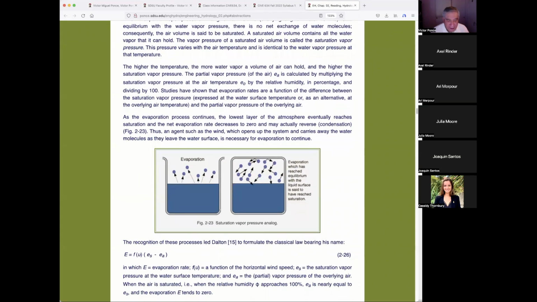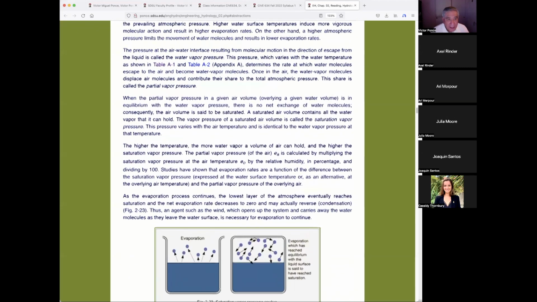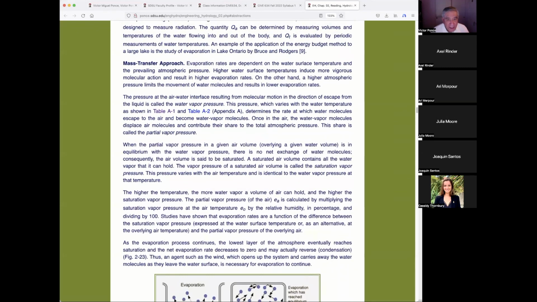Oh, here it is. I'm sorry. I didn't have it. The recognition that the evaporation rates are dependent on the water surface temperature and the atmospheric pressure led to the mass transfer approach of Dalton.